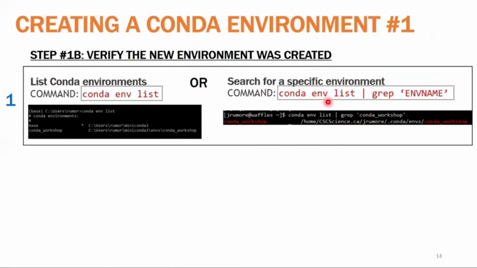You'd use conda env list followed by grep. This is just a really useful search function that allows you to search for the environment directly by name. In both cases, you can see here that my Conda workshop environment has been successfully created.